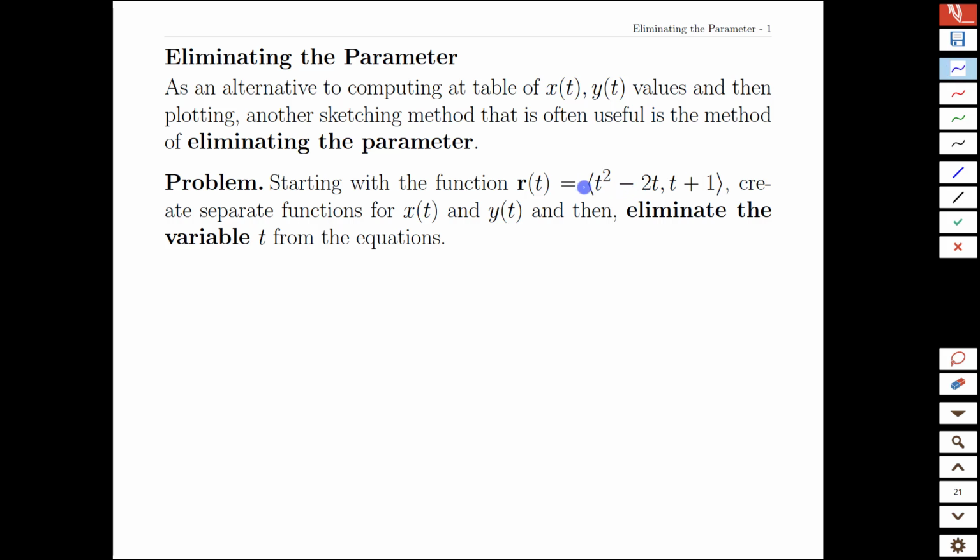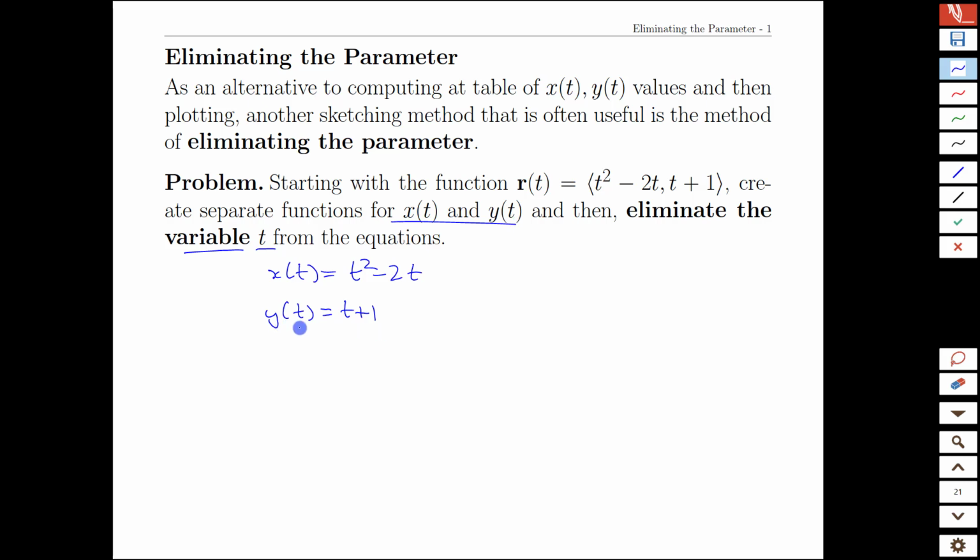of those components. So here we have x as a function of time is equal to t squared minus 2t, and the y coordinate is given separately by t plus 1. And what we can do then is try to eliminate the variable t from the equations, and that'll leave only x and y back in our formulation. Let's see how that plays out here.